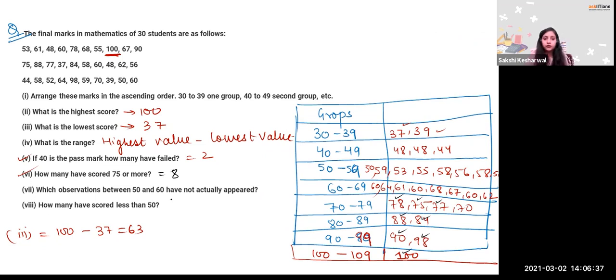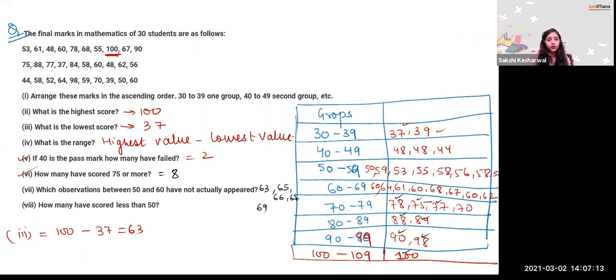Which observations between 60 and 70 have not actually appeared? Okay, so this is correct. So 61 is there, 62 is there, 63 is not there, right? Then you have 64, then 65 is also not there. Then you don't have 66, and then you don't have 67 also. Then you don't have 68, then you have 69. So these are the four observations which are not there, right? So this is how the tables make it easier for you, right?